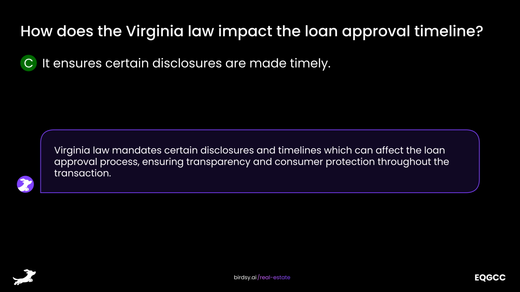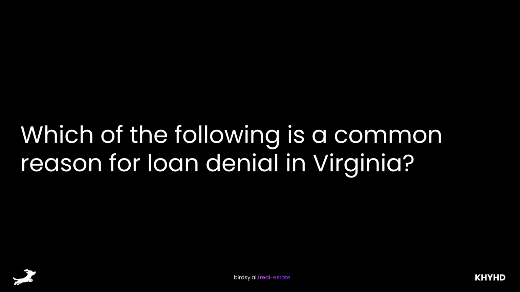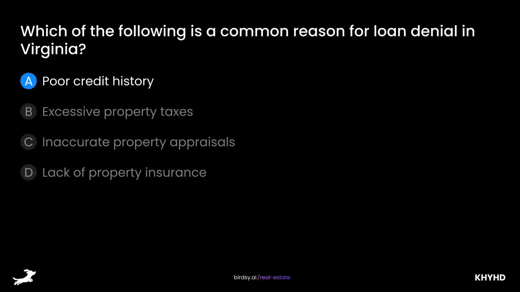Virginia law mandates certain disclosures and timelines which can affect the loan approval process, ensuring transparency and consumer protection throughout the transaction. Which of the following is a common reason for loan denial in Virginia? Is it A. Poor credit history, B. Excessive property taxes, C. Inaccurate property appraisals, or D. Lack of property insurance? The answer is A.